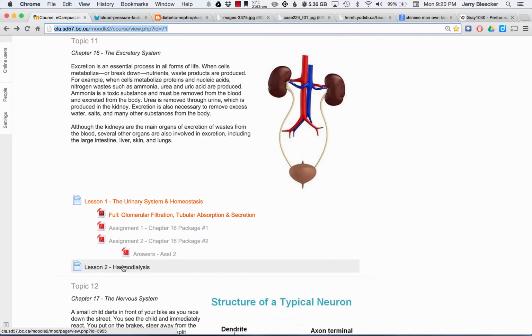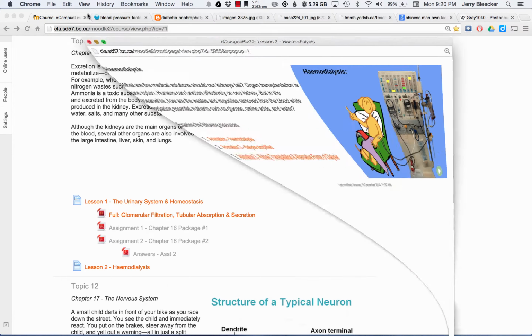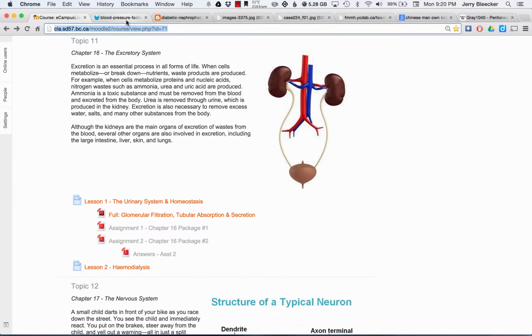If you go to lesson 2 here, you'll see really what we have are some animations and some discussion here about kidney transplantation, which will kind of be the last part of today's lecture. So away we go. Now, I've already got this set up for you.